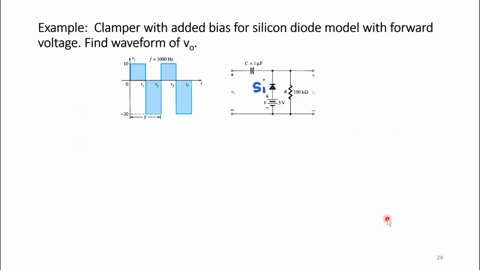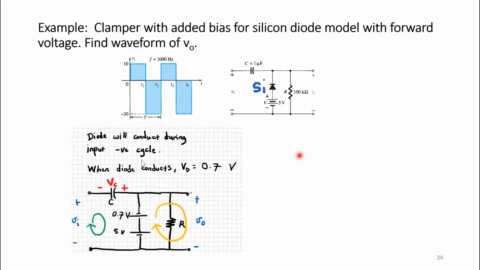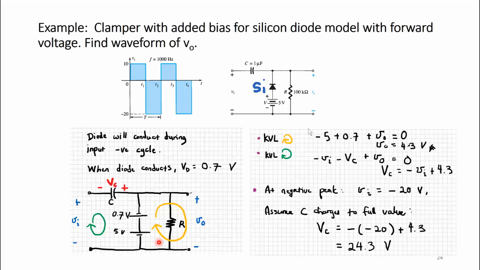What happens if I have the same circuit, but now it's not an ideal diode, but I have a silicon diode with a forward voltage of 0.7 volts. So let's find waveform V out again. The same thing, except that now when I consider the negative cycle, when the diode conducts, VD is no longer a short circuit of 0 volts, but it is 0.7 volts. And if I find V out, it's going to be negative 5 plus 0.7 plus V out, which is the yellow loop, equals 0. So V out is equal to 4.3 volts.